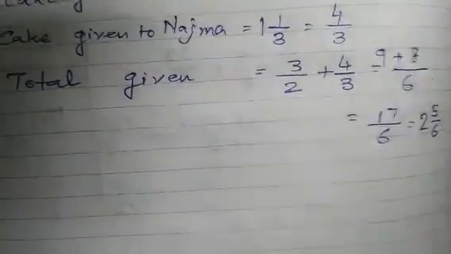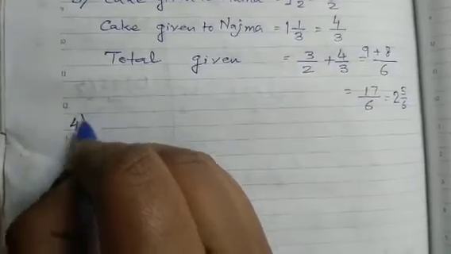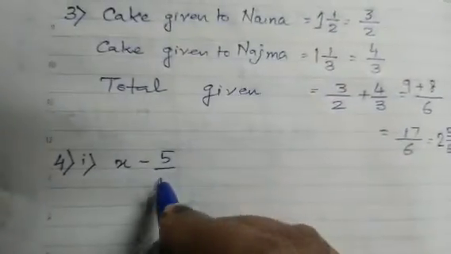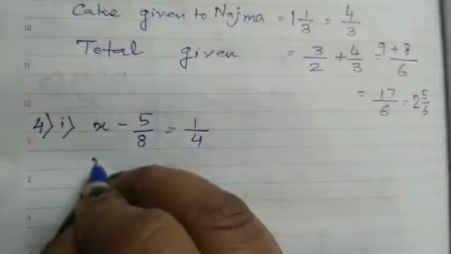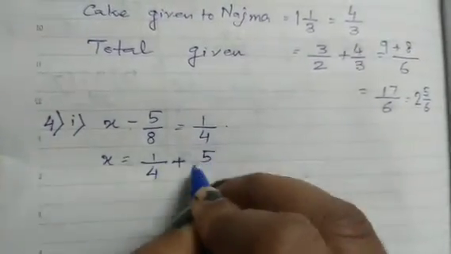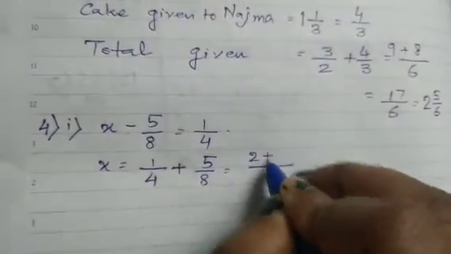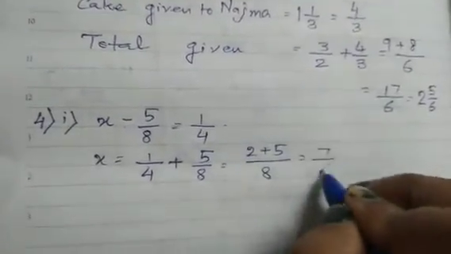Next, question number 4. Again here I have to find the missing number. First part, I am given x minus 5 by 8 is equal to 1/4. So again x is equal to 1/4. Minus goes to opposite side, becomes plus 5 by 8. Now what is the LCM of 4 and 8? 8 itself. So twice will give you 8. So it is 7 by 8.